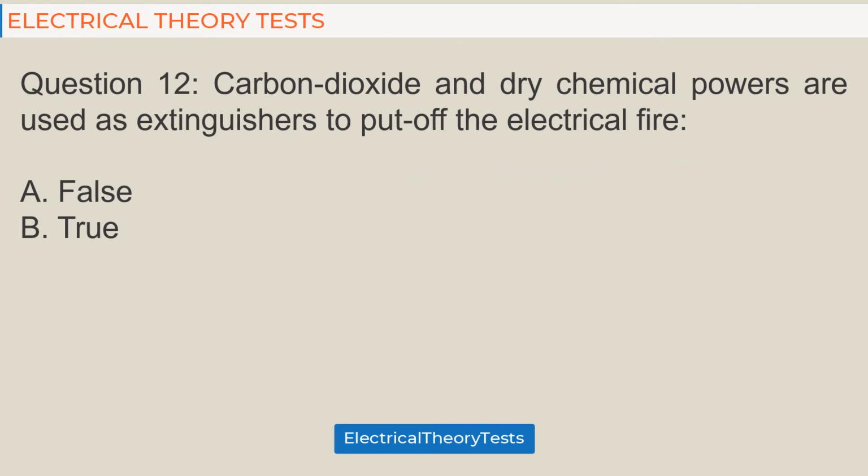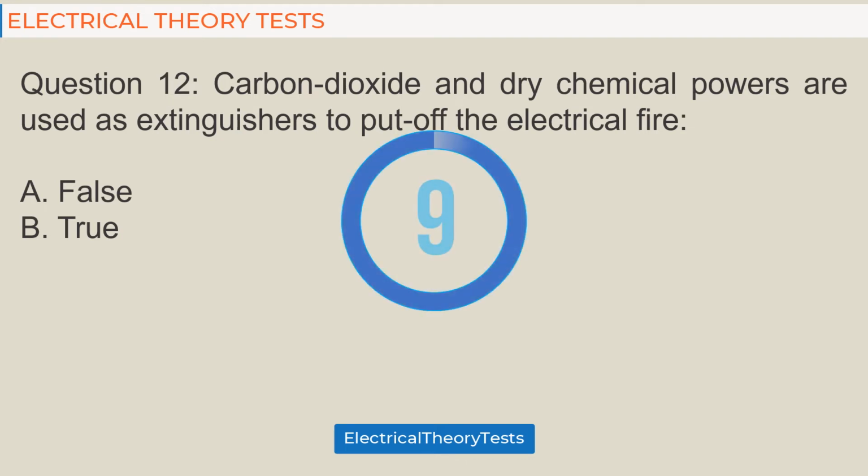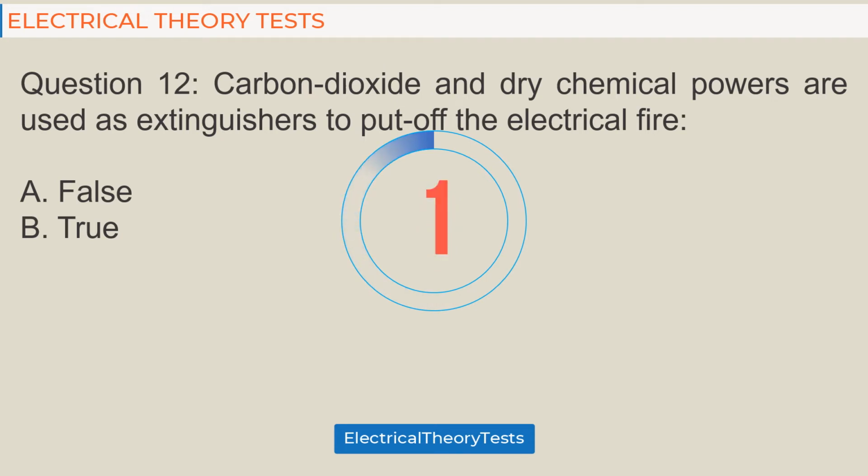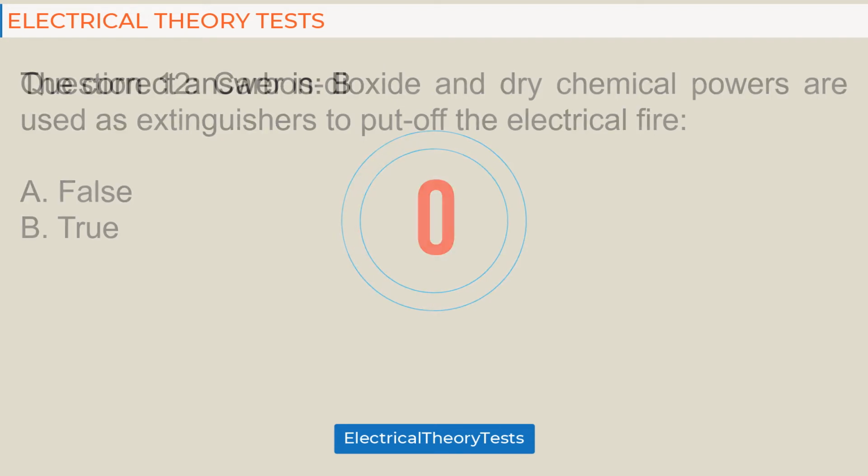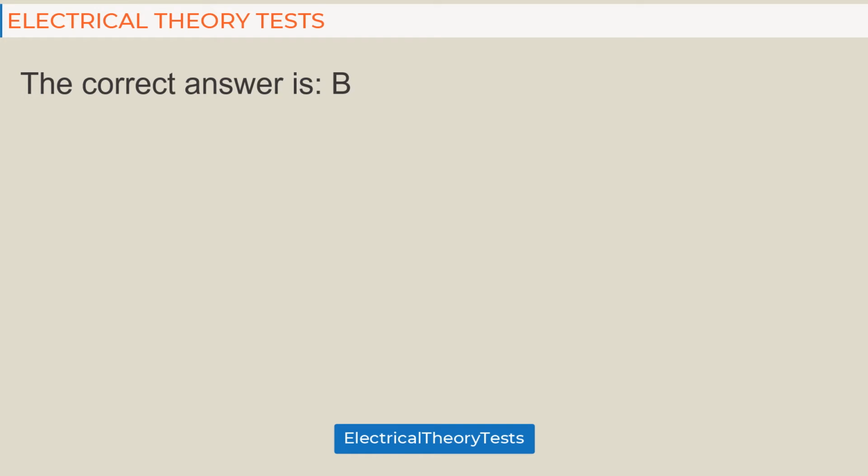Question 12. Carbon dioxide and dry chemical powders are used as extinguishers to put off an electrical fire. A. False. B. True. The correct answer is D.